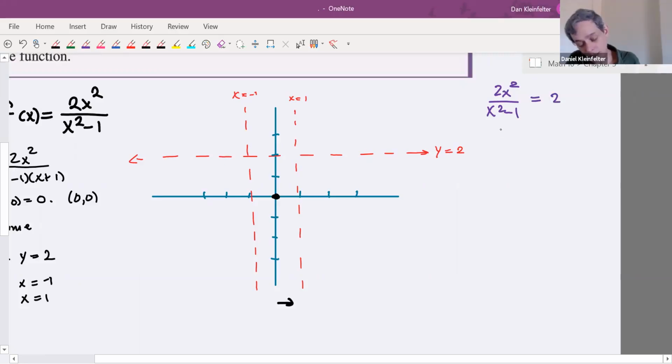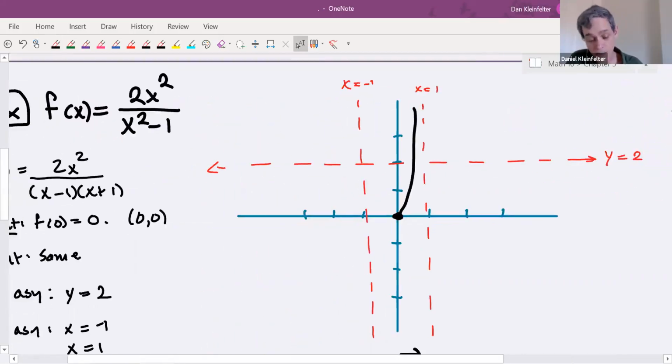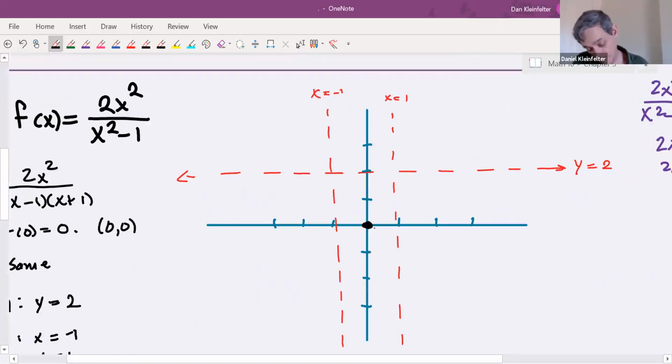Multiplying to clear fractions, we'll have 2x squared is equal to 2x squared minus 1. Clearing parentheses, 2x squared equals 2x squared minus 2, or 0 equals negative 2. And that's false, right? So it's never going to cross its horizontal asymptote. So how does that help? That means I know it's not going up like that, because if it was going up like that, it would have crossed its horizontal asymptote, and we just showed that it doesn't. So that means that it has to go down.